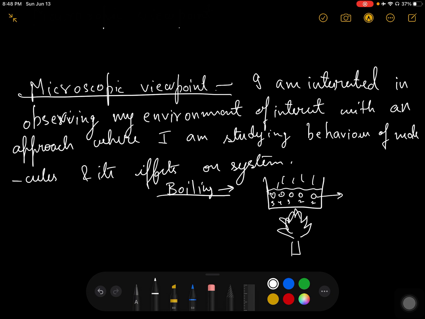So this is what microscopic viewpoint is. In such type of study where we go to a molecular level or to a very small unit or quantity, our area of focus is just a single molecule and studying its effect. That type of thermodynamics is known as statistical thermodynamics.